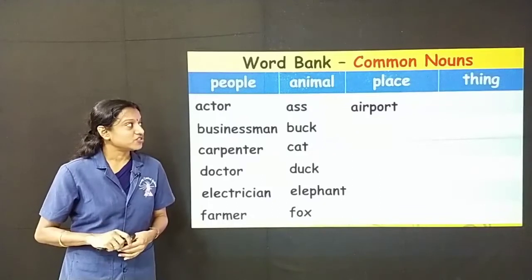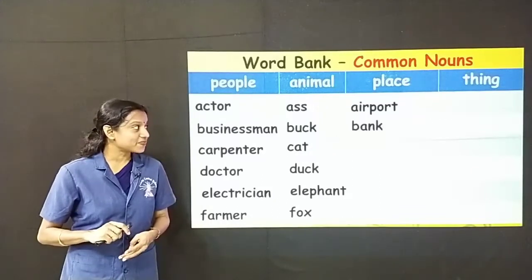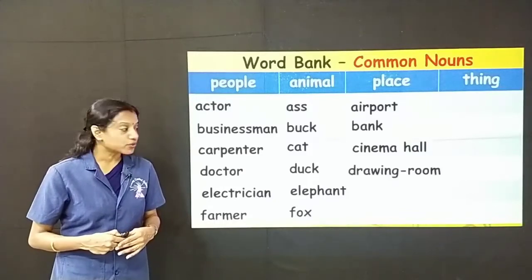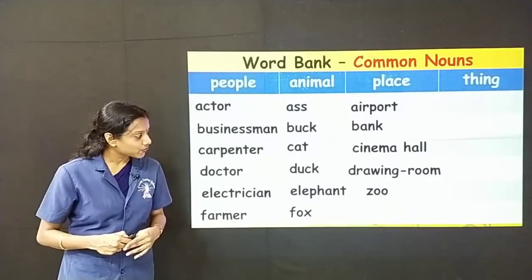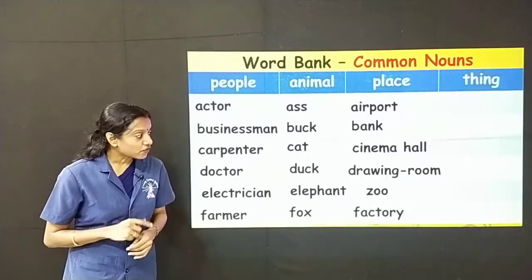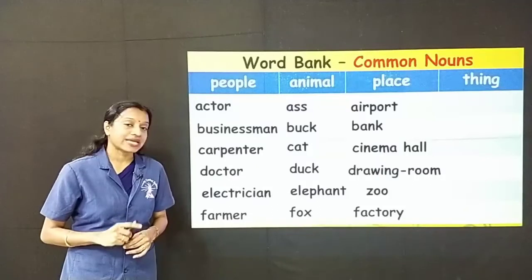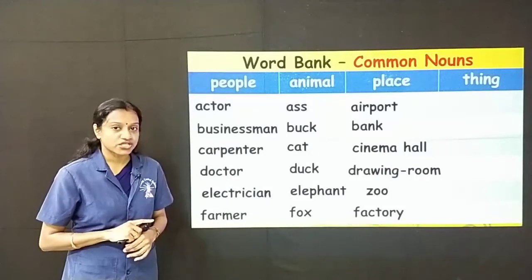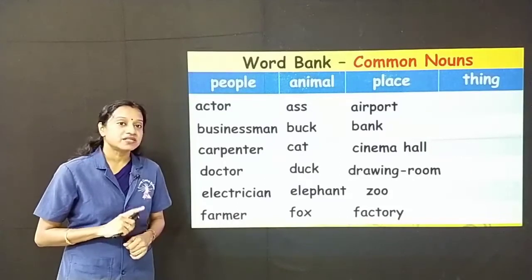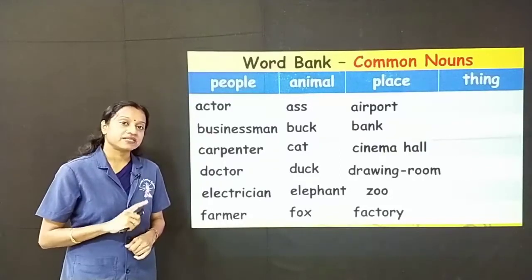Now place here, children, airport, that's a place, bank, cinema hall, drawing room, zoo and factory. Children, in your book, instead of zoo, it's written Europe. You can cancel it and write it as zoo because Europe is a continent and it will not come in the common nouns section. It will be in the proper noun.